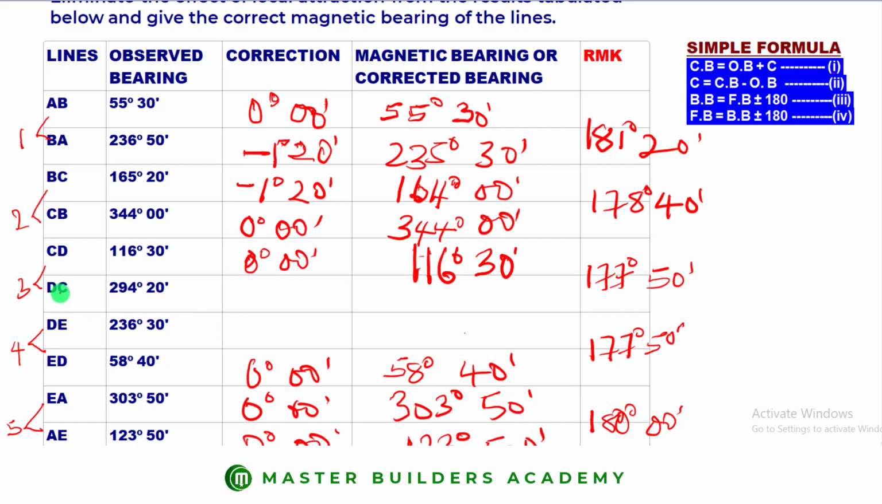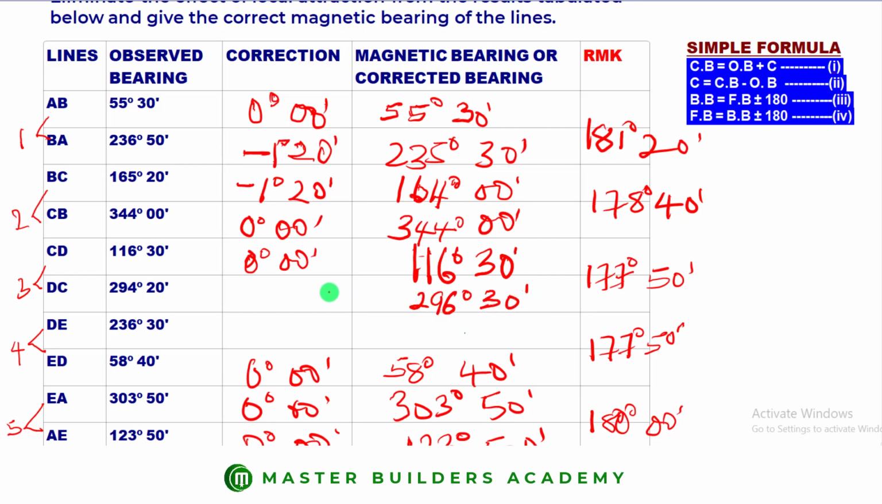Having known that the back bearing is DC, to find DC, since CD is already known, we are either adding 180 to this value or subtracting 180 from this value using equation 3. And the condition to add 180, I guess you already know that. The condition to subtract 180, you also know that. So for this case, we are adding 180 because 116 is less than what? 180. And if we add 180 to 116, we have 296 degrees 30 minutes. Are you with me?